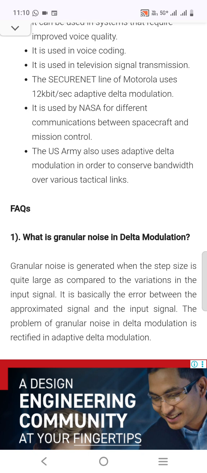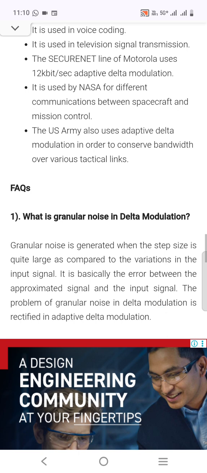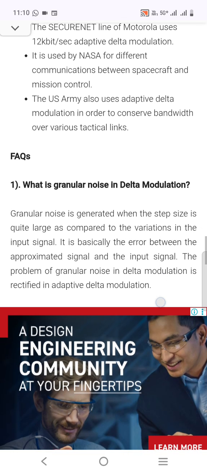Granular noise is generated when the step size is large when compared to variations in the input signal. It is basically the error between the approximated signal and the input signal. The problem of granular noise in delta modulation is rectified in adaptive delta modulation.